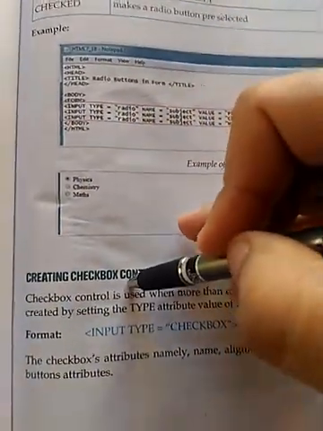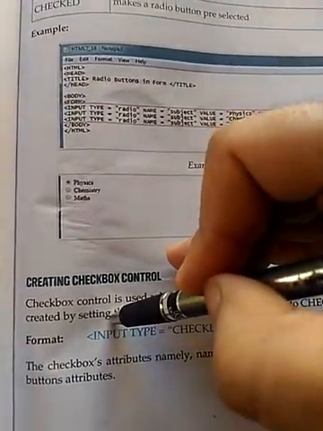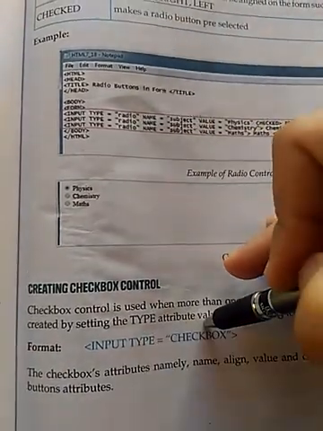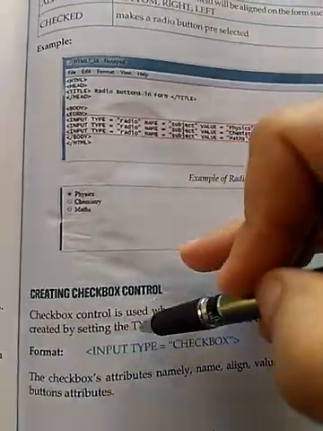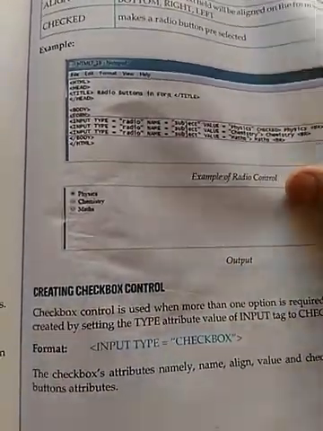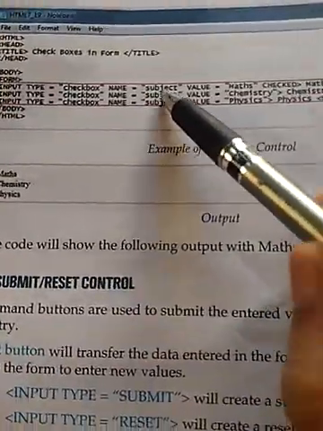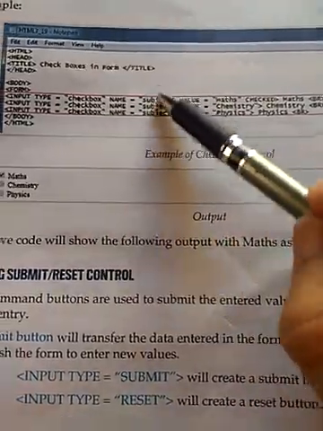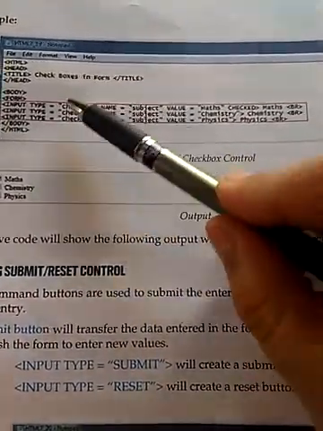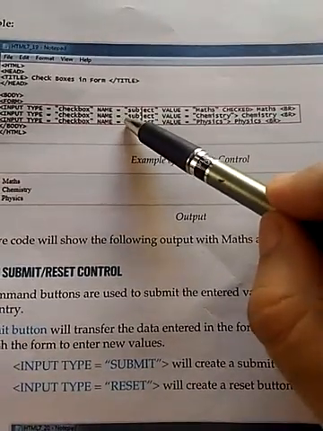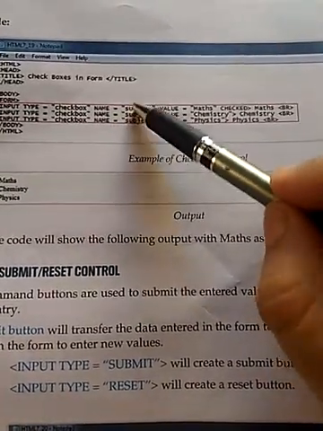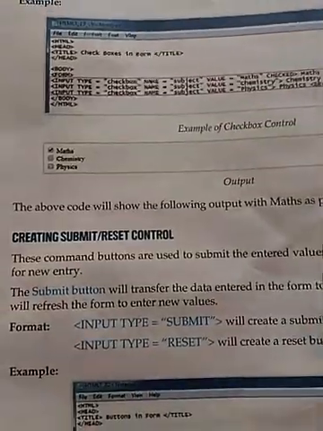Now if we want to create the checkbox, then the tag is input and the type is checkbox. Again the same thing. You need to remember the name of all the options must be same, because all the options are under one control. That's why you need to define same name for all the options.